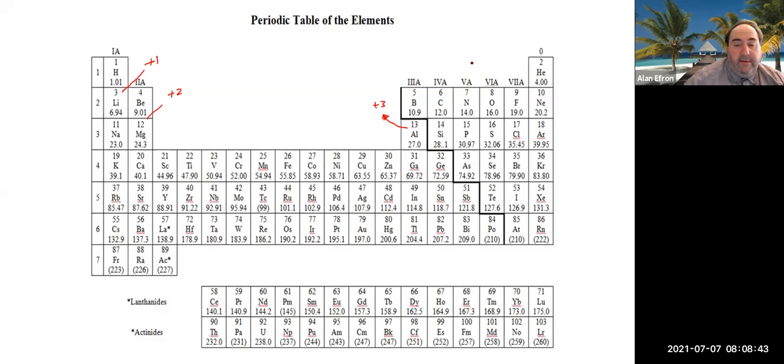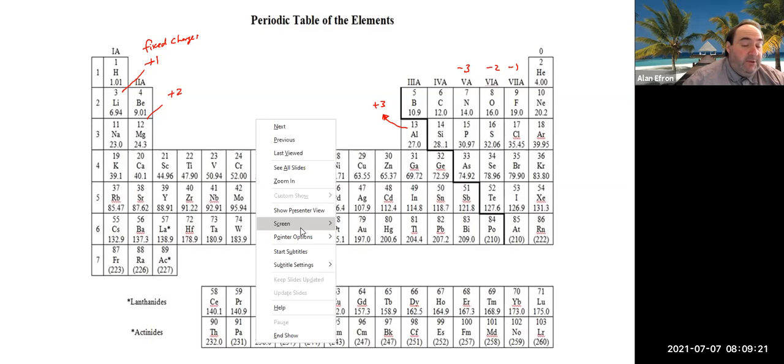Going backwards up here in the nonmetal region, when we get to group 5, those elements go backwards: -3, -2, and -1 in terms of the charges they make. These are the elements on the periodic table sometimes referred to as having fixed charges. No matter the situation, they will pretty much always form those charges. That goes back to what we were talking about with electron configuration and periodic trends.